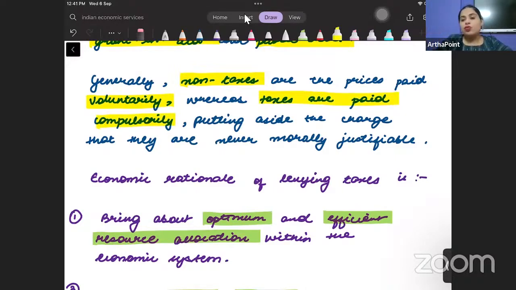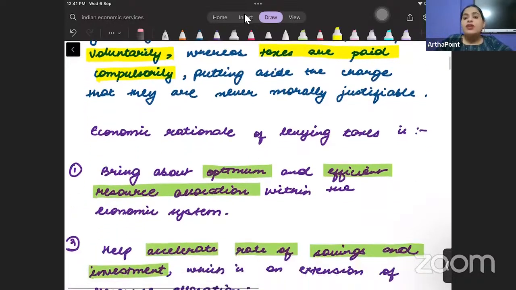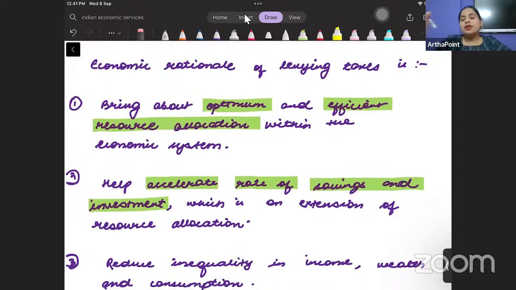Whenever you eat food, if there is a GST in the cafe, you have to pay that GST. Whenever you earn an income, there is an income tax, you have to pay the income tax. So taxes are compulsory, right? Now, what is the economic rationale behind levying the taxes? Why are we charging the taxes?